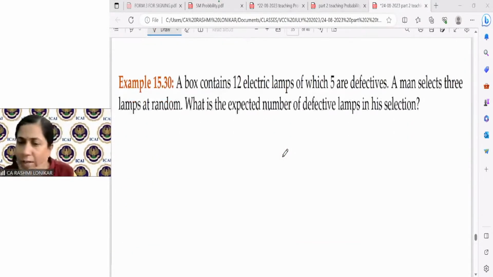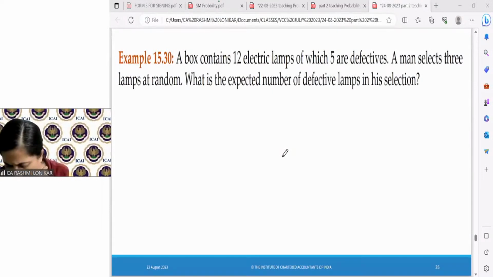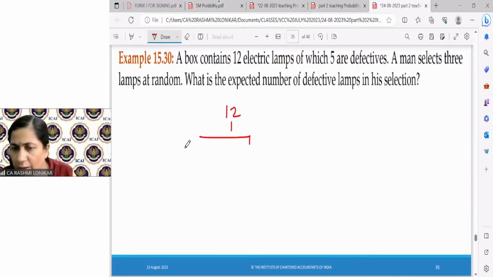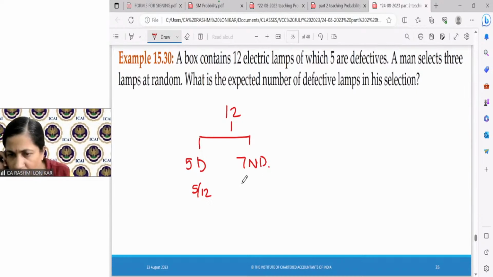A box contains 12 electric lamps, of which 5 are defective. Yes, very good, Om. A man selects 3 lamps at random. What is the expected number of defective lamps? So what does he have? He has 12 electric lamps. If 5 are defective, what does it mean? 7 are not defective. A person selects 3 lamps at random. What is the expected number of defective lamps? So defective has 5 by 12 and non-defective has 7 by 12 as the probability.